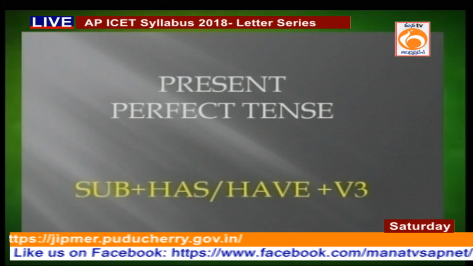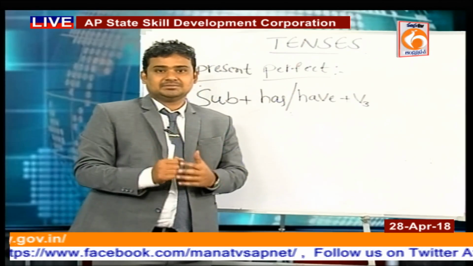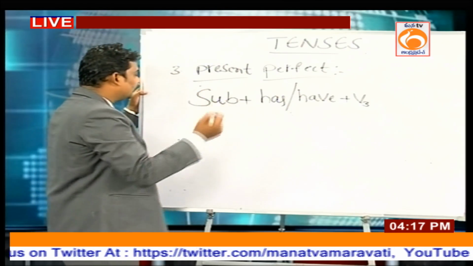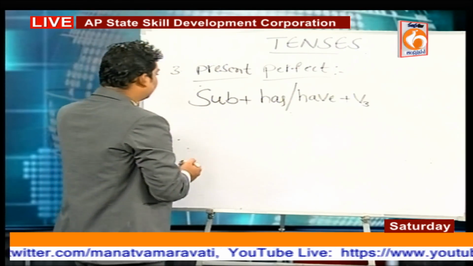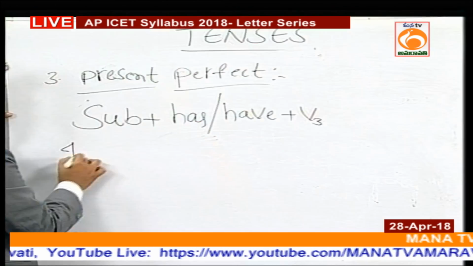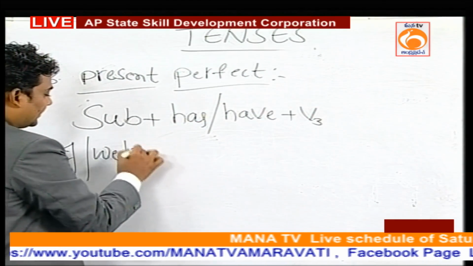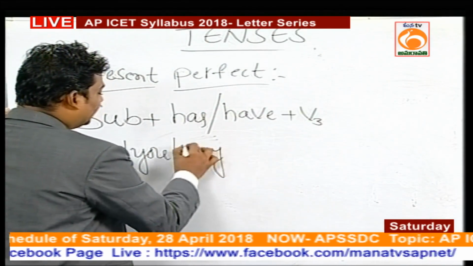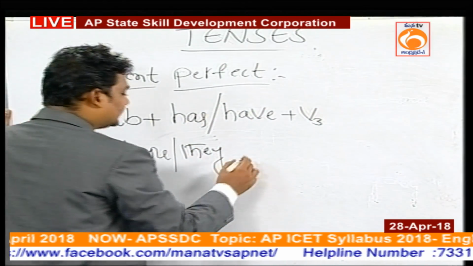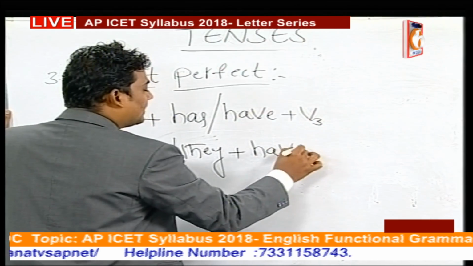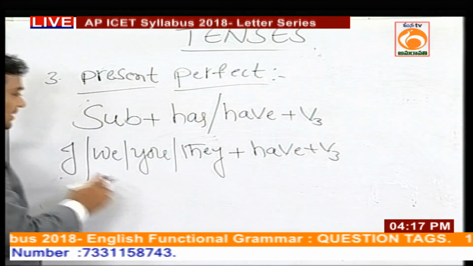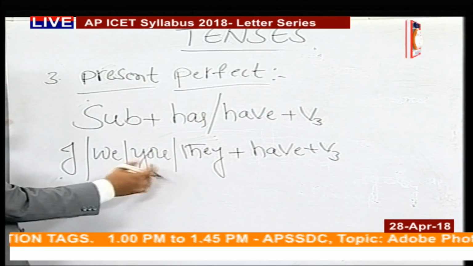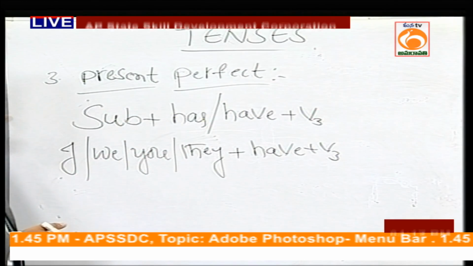What is present perfect tense? One action just finished. You can see the example carefully, then you will understand easily. So what is present perfect tense? Subject here is either I, we, you, and they. All these subjects take the helping verb have plus V3. I have, we have, they have, and you have. After that, the main verb is a past participle, that is V3.